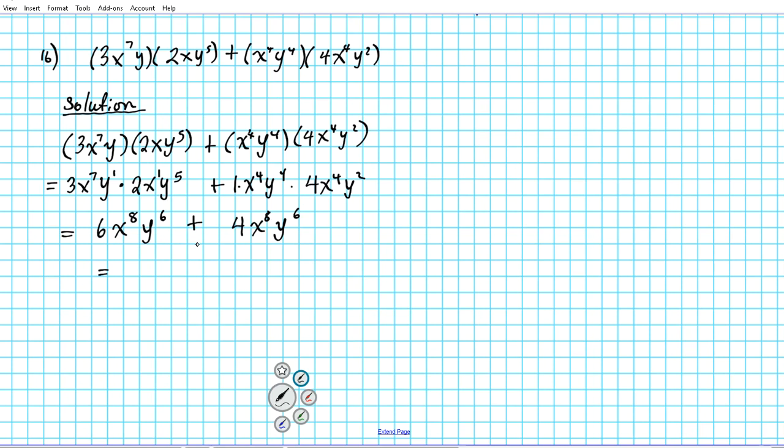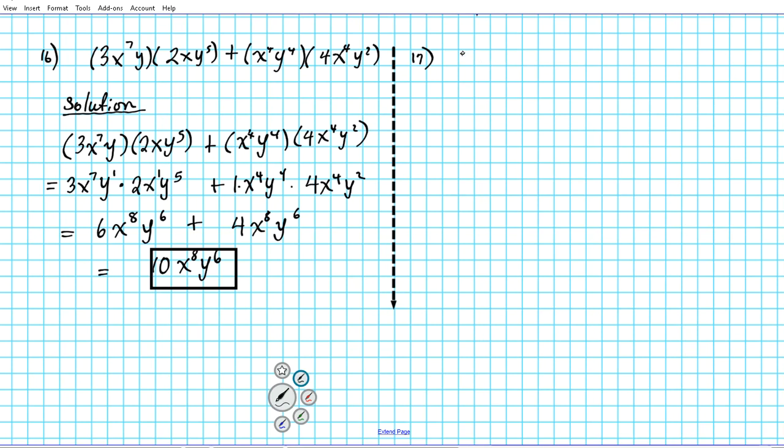Okay, so all we just do is combine the coefficients. 6 plus 4 is 10, and then we bring down the variable component, 10x to the 8th, y to the 6th power, and that is the answer to question number 16. All right, so let's take a look at one more problem. Number 17. If you've lasted this long, you're doing an excellent job. So one more, and then you have some practice problems to demonstrate that you've mastered what we've been talking about in the past 30 minutes or so.